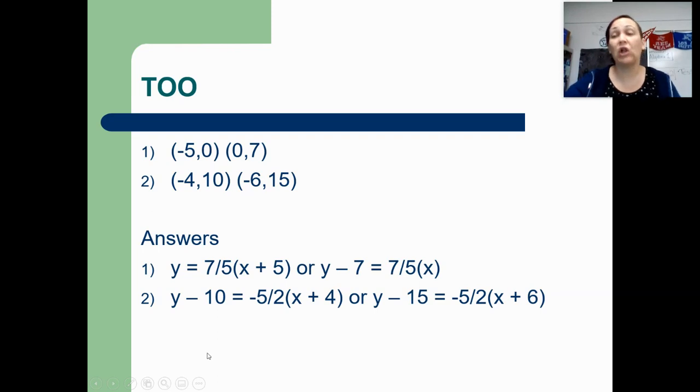All right, guys, this concludes everything that you need to know at this point in time about point slope form. And next week, we'll learn some different linear equations.